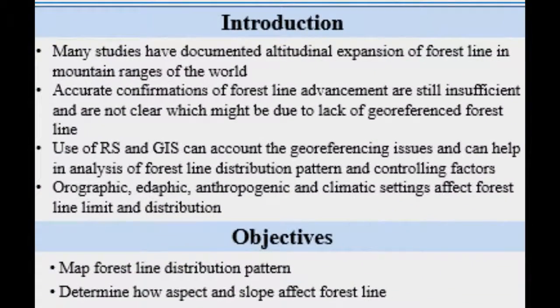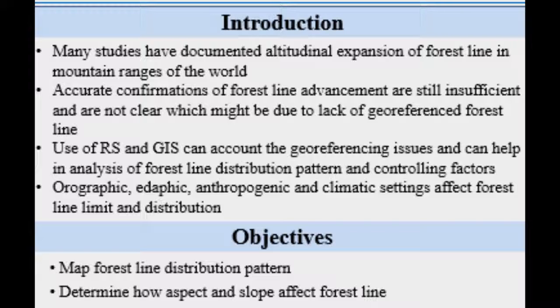To briefly introduce the subject, forest lines are very important to environmental analysis. Knowing the conditions of a forest line can give answers to many questions about climate change, pollution, and biodiversity. Many studies have documented altitudinal expansion of forest line in mountain ranges of the world.